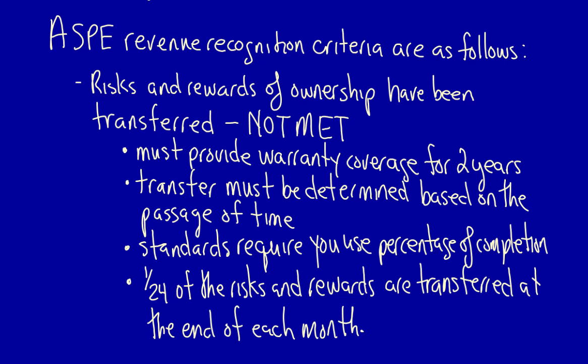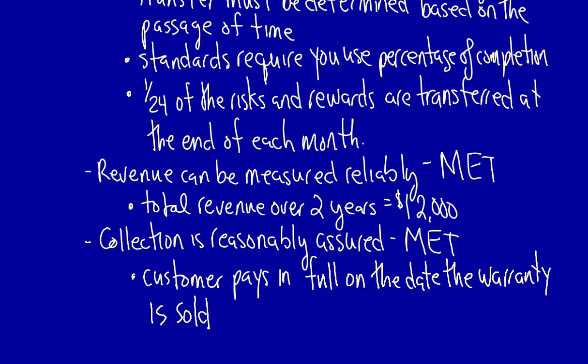Let me just page down so we can continue with the standards. Revenue can be measured reliably. Met. Total revenue over 2 years, $12,000. Collection is reasonably assured. Met. Customer pays in full on the date the warranty is sold. I finished my analysis using the standards and the case facts.